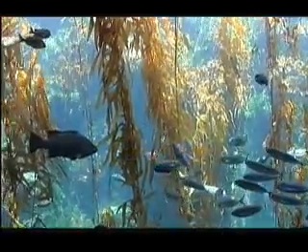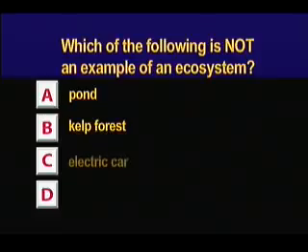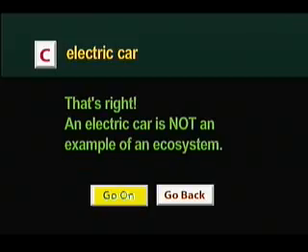Here is a question for you. Which of the following is not an example of an ecosystem? A. Pond. B. Kelp forest. C. Electric car. Or D. Jungle. That's right. An electric car is not an example of an ecosystem.